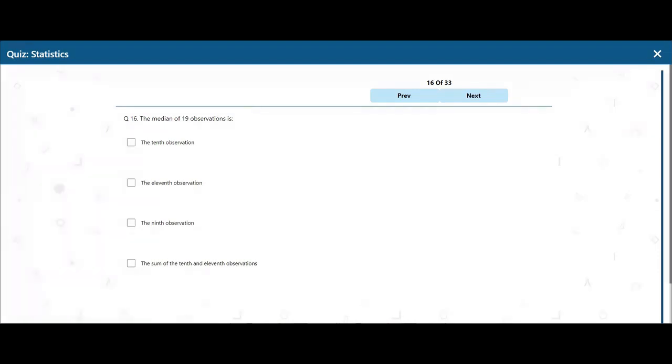Sanjana Chittapache. Median of 19 observations, 19 plus 1 by 2. What is the correct answer? Ma'am, first one, ma'am. First one.